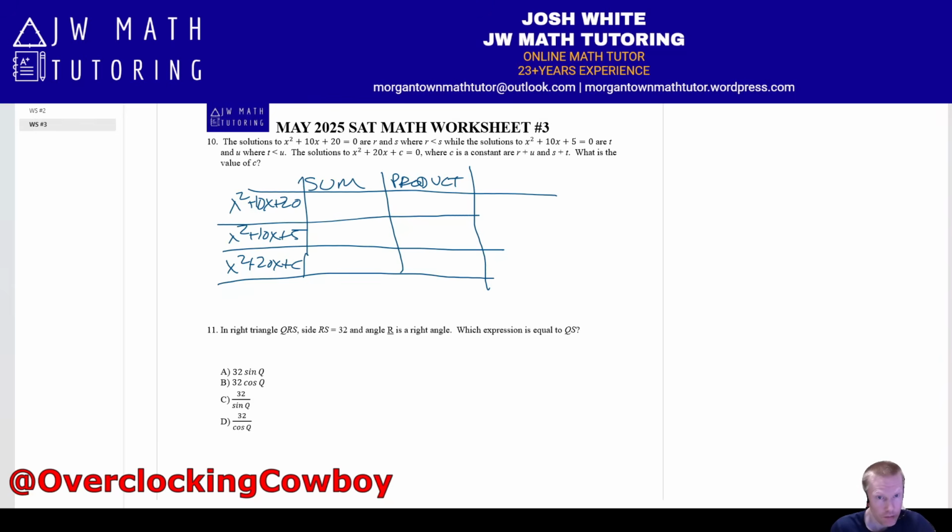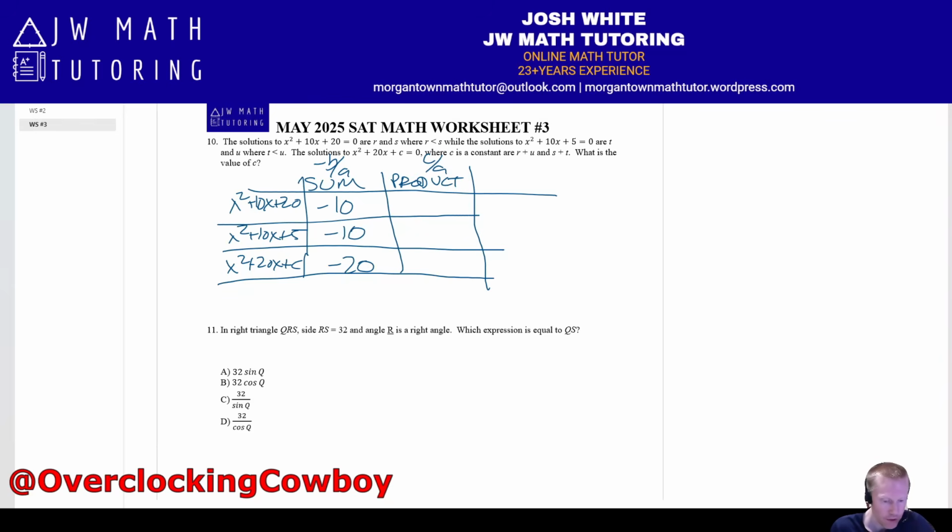Okay, so remember, sum of roots is going to be negative b over a. Product of roots, c over a. So for the first equation, the sum of the two roots is just going to be negative 10. It's really negative 10 over 1, but we can just make it negative 10. For the second equation, sum of the roots is also going to be negative 10. All right, third equation, sum of the roots is going to be negative 20. Again, negative b over a, b is 20, opposite of that, negative 20, a is just 1.